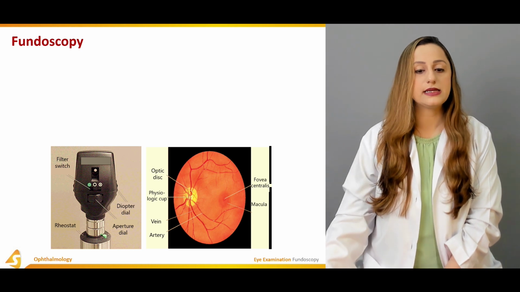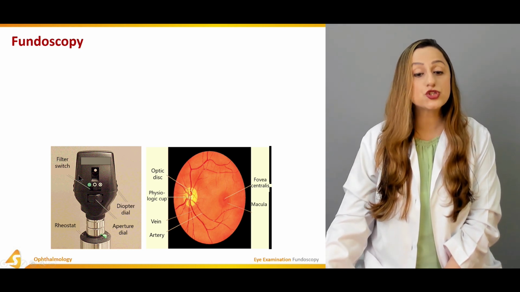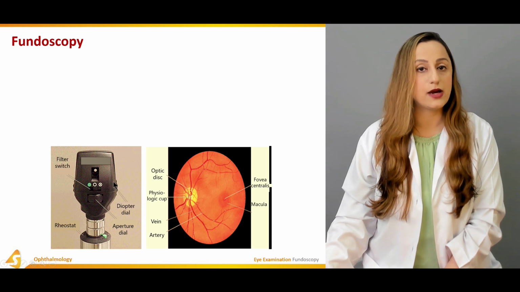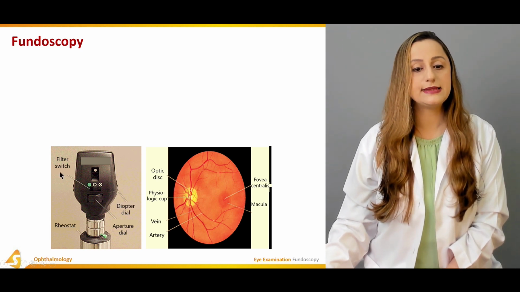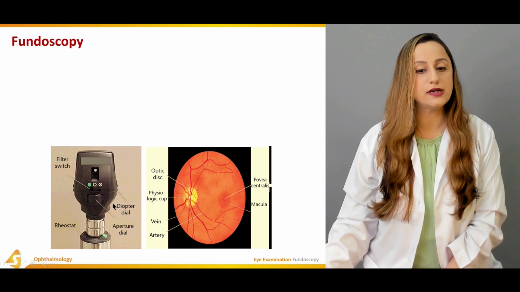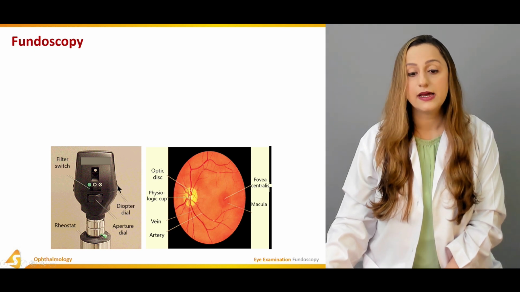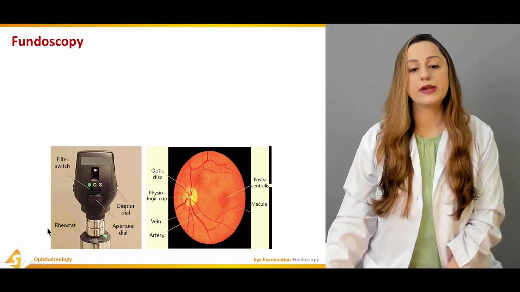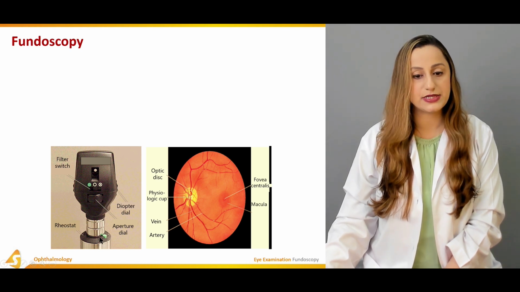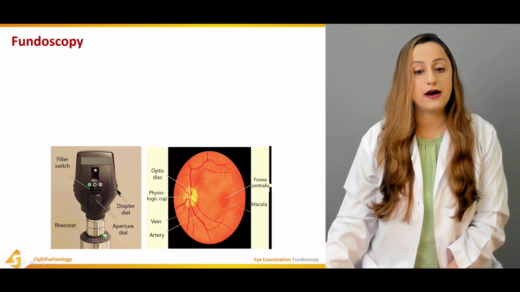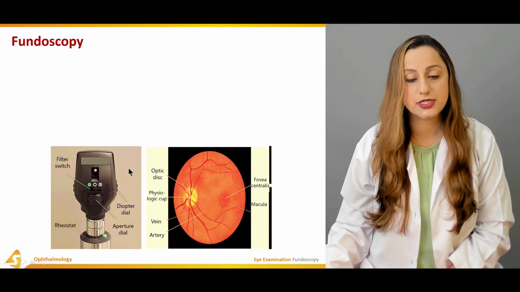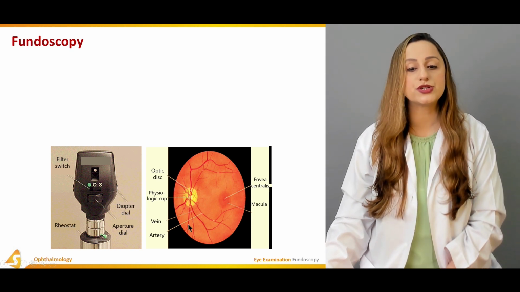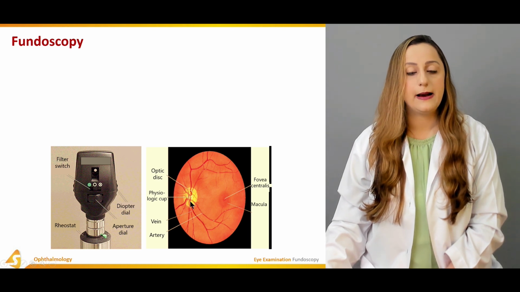Then this is basically showing the instrument that is used for carrying out this fundoscopy. This is the filter switch that is present over here. Then we have the diopter dial over here. We have the aperture dial over here. And this is known as the rheostat that is present at the base of the head of the ophthalmoscope. These are the normal structures that are present in the retina.